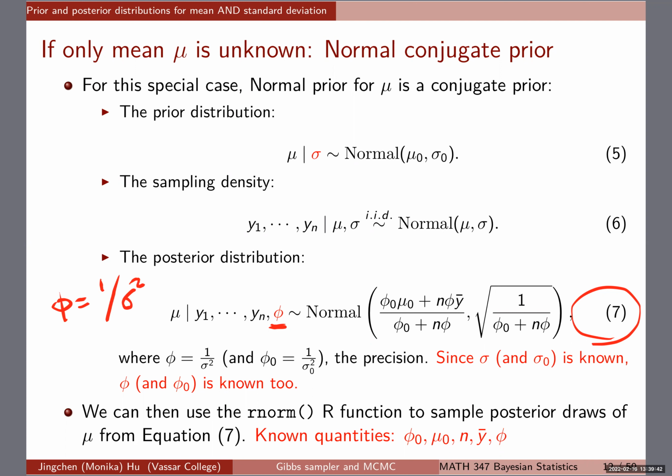And we looked at in R how you're able to code it, because all of the mu 0, sigma, phi 0, phi, and y bar, and all of the others are constants. So once you know them, you're able to actually summarize the posterior distribution of mu. So that's what we did for one situation: the normal conjugate prior for mu, if sigma is known.